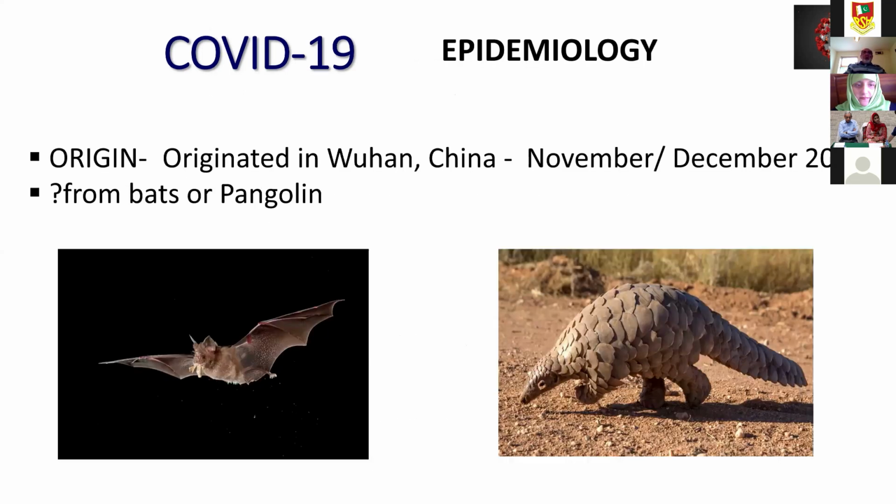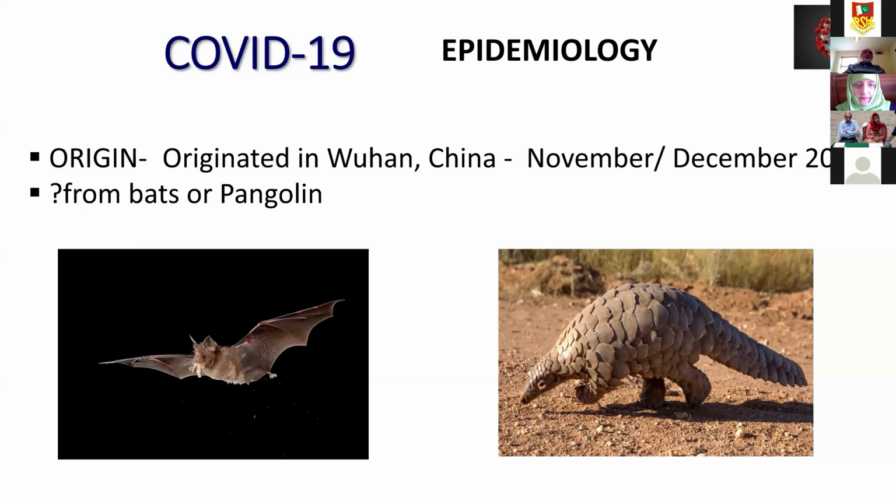Where did this come from? Since there was a market for these wild animals and Oriental people love eating these animals, it was suggested that this came from the bats, but there is really no scientific evidence. Then other people are suggesting that this came possibly from the pangolin, but again, we really don't know. There's a bat virus which has got a quite similar structure to the human type virus.